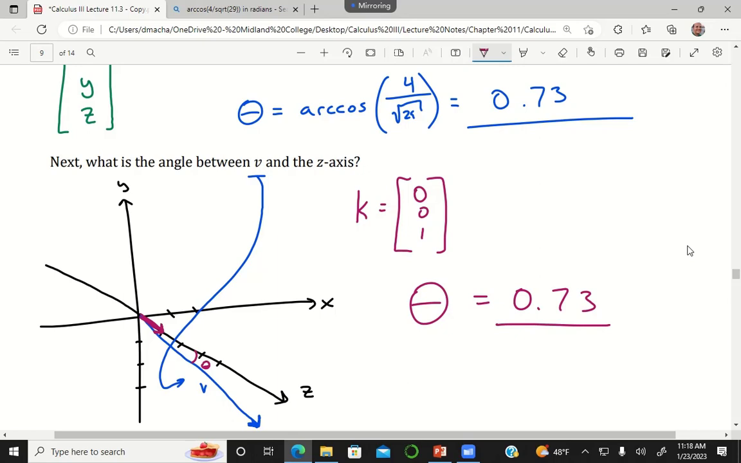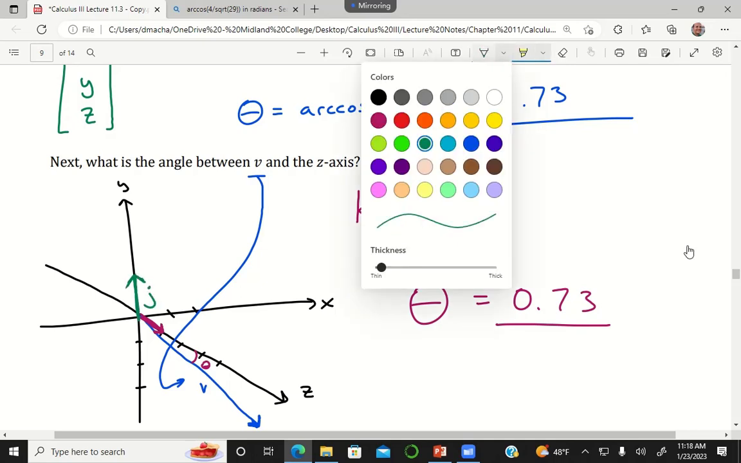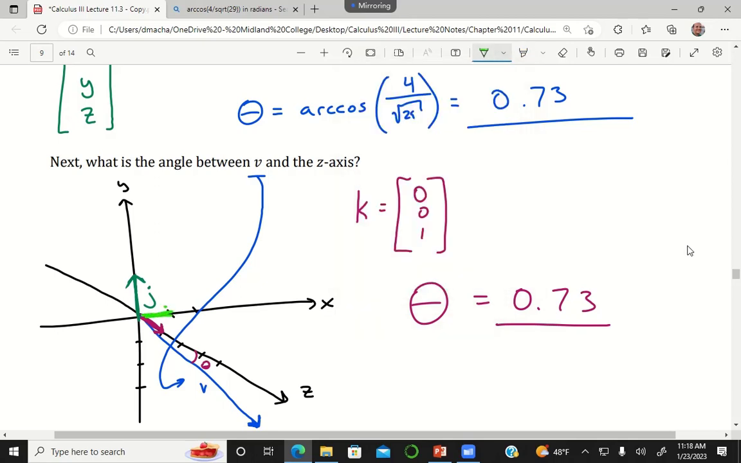If I ask you what's the angle between a certain vector and the y-axis, that would be the same as the angle between that vector and j, because j is my standard unit vector that points exactly along the y-axis. So like this vector would be the j vector, and then I could draw another one. This would be like my i vector. Your i vector would point directly along the x-axis. Does that make sense? Okay.